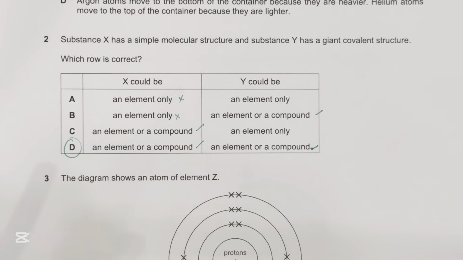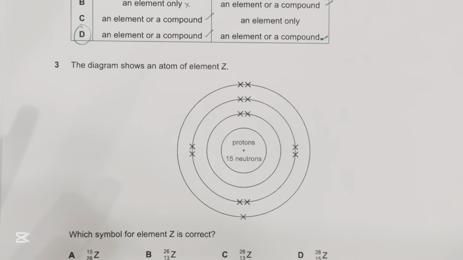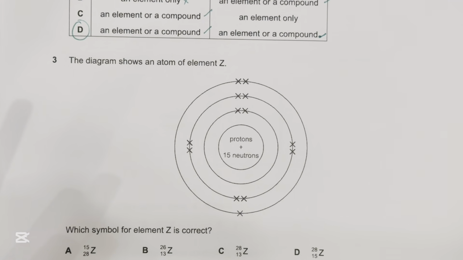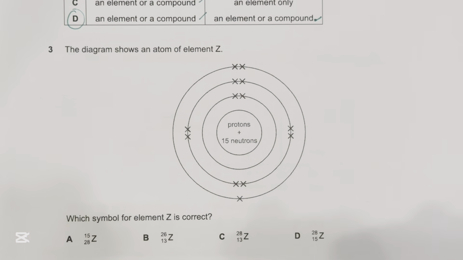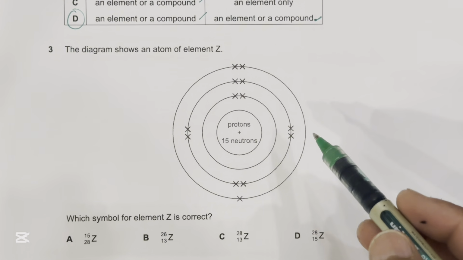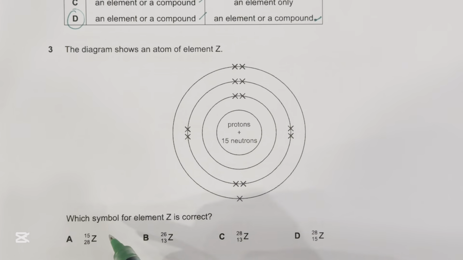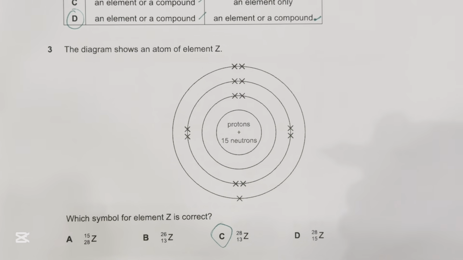Moving to question number 3. Question number 3 is that the diagram shows an atom of an element Z. Which symbol for element Z is correct? The options are Z 15, 28; Z 26, 13; Z 28, 13. First we know that there are 15 neutrons, so the difference should be 15. 28 minus 13 is 15, while 28 minus 15 is 13 and 26 minus 13 is 13. So option C is the only correct one.